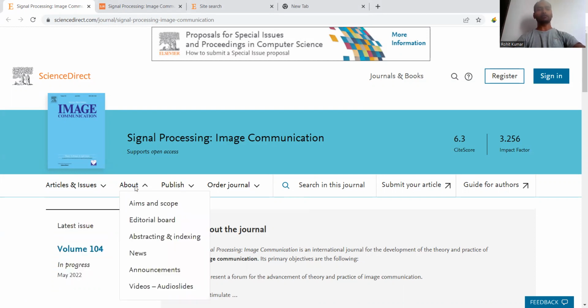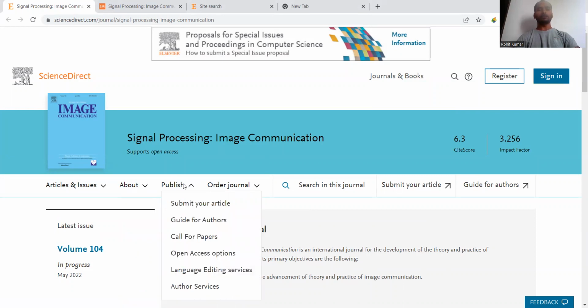About will discuss the aims and scope, editorial board members, abstracting and indexing. And this about menu is most important, because you are supposed to get concerned firstly with the indexing, because a journal needs to be SCI to verify its importance, and then its aim and scope, whether you are interested to publish your work, what your research areas are, and whether your research areas lie in the related aim and scope. Then what the editorial board members are, and the related news, announcements, videos, etc.